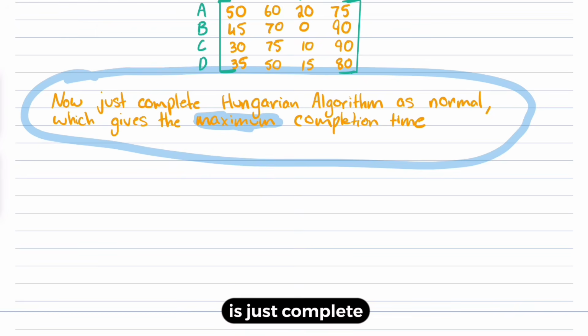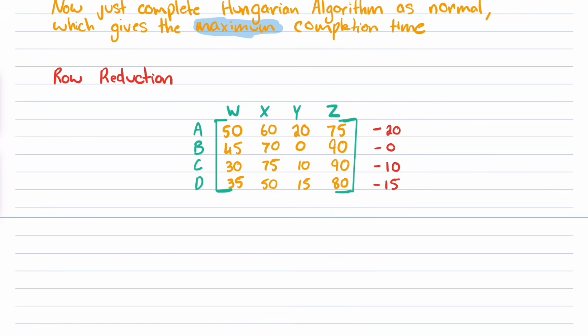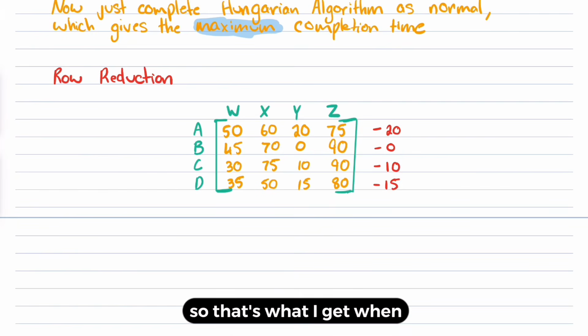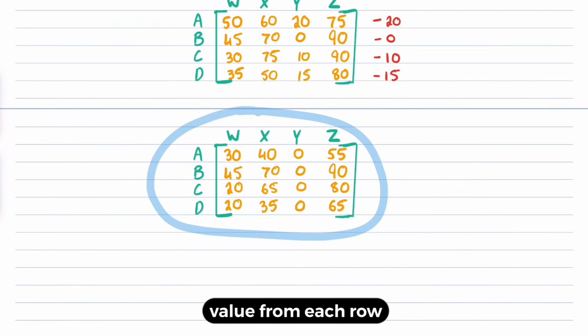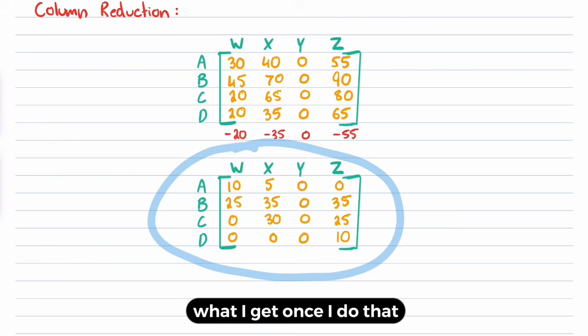Now, all you've got to do is just complete Hungarian algorithm as normal, which will give you the maximum completion time once you've finished. So first things first, I'm going to do my row reduction. Remember, row reduction and column reduction can be done in either order. I've just randomly chosen to do row reduction first, which is where you subtract the smallest value from each row from each number in that row. So that's what I get when I subtract the smallest value from each row. Now I'm going to do column reduction. So I'm subtracting the smallest number from each column, from each value. That's what I get once I do that step.